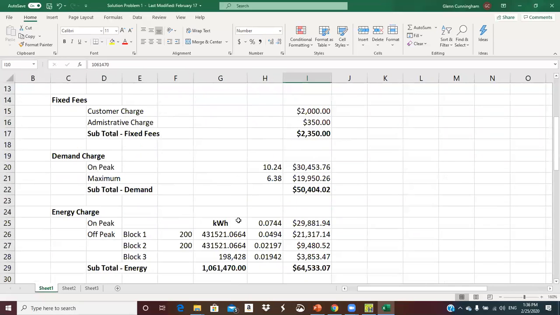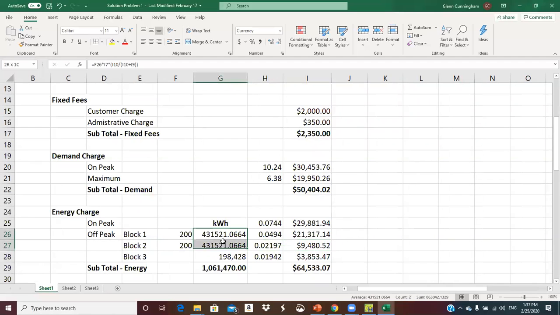Okay. So then I go back to the arithmetic on the second block, which is the same. So it's the next 431,521 kilowatt hours. Well, the rate goes down to 2.197 cents per kilowatt hour. So I multiply those together and I pick up another 9,480.